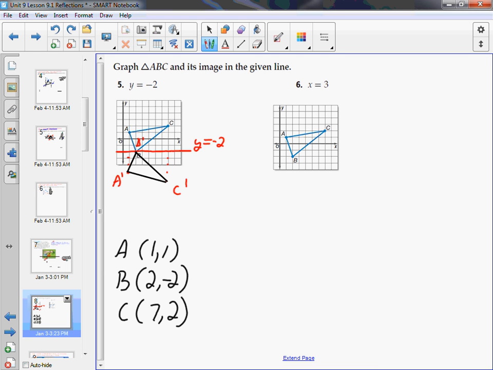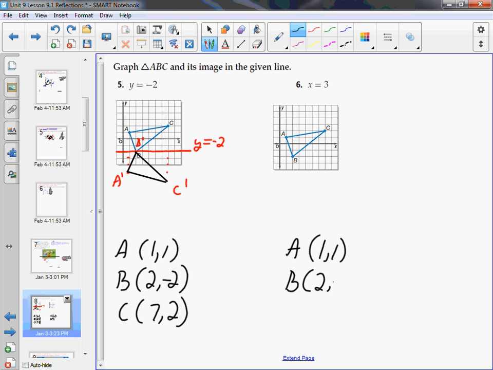We okay with 5? All right, let's do 6. Go ahead and draw your graph for 6. This time A, well, A is 1, 1 again. B, it's the same triangle, isn't it? B is still 2, negative 2, and C is still 7, 2. So we've got the exact same triangle, but we're going to have a different line of reflection.